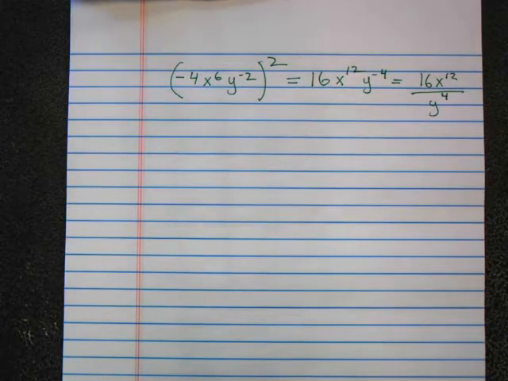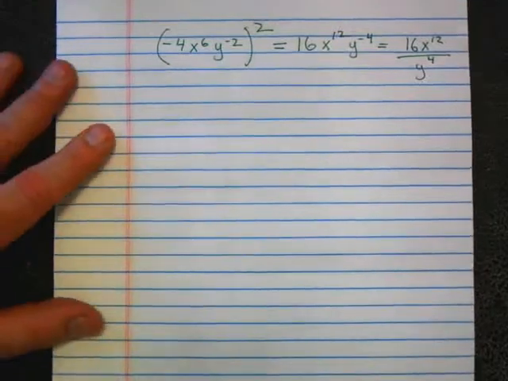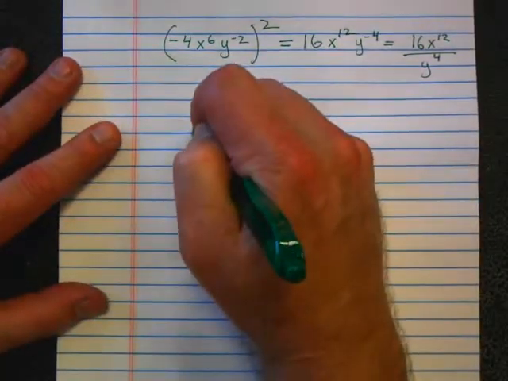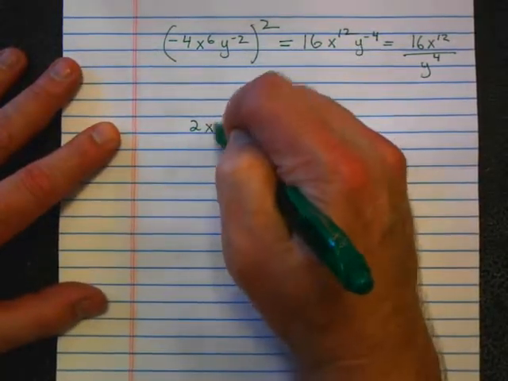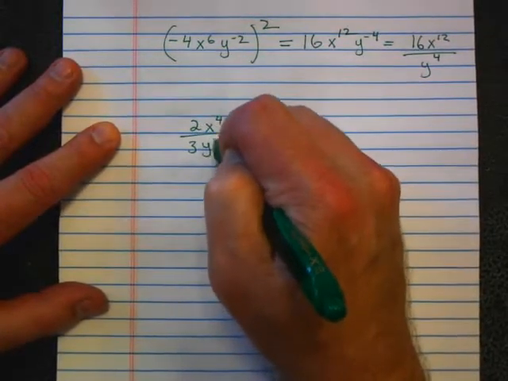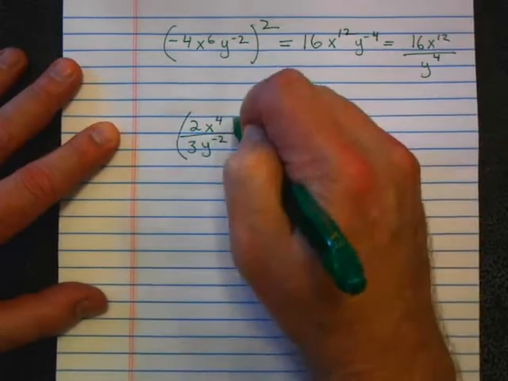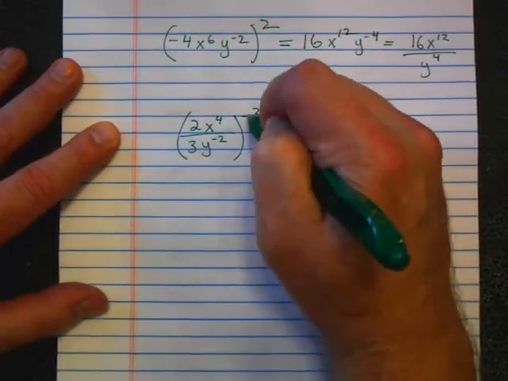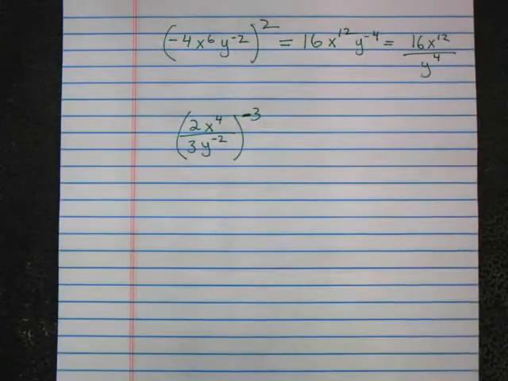All right, what if I gave you 2x to the 4th over 3y to the negative 2, and then the whole thing has a negative 3 power around it. We got 1 over 2 to the third.